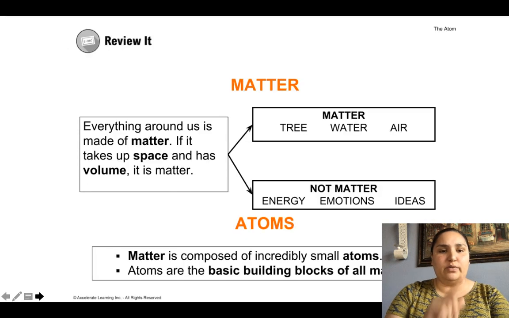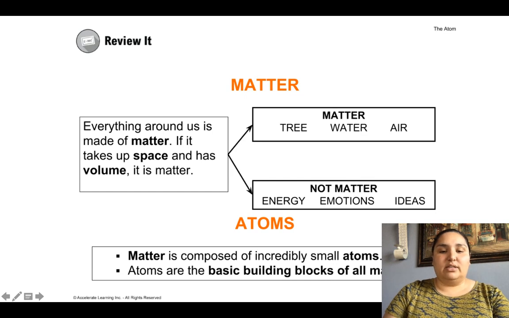All right, let's just review a couple of things. First, matter. Everything around us is made of matter. It takes up space and has volume. So matter: tree, water, air, all of these things take up space, all right? And they have a volume. Not matter: energy, emotions, ideas.